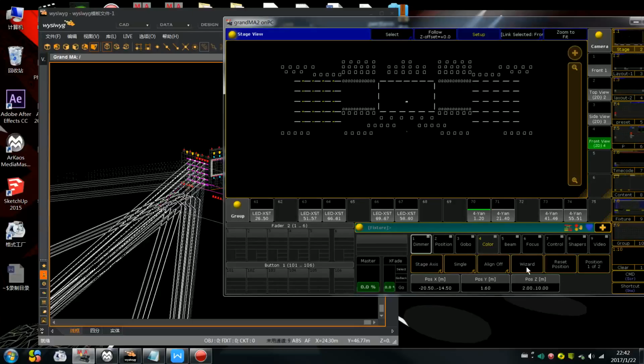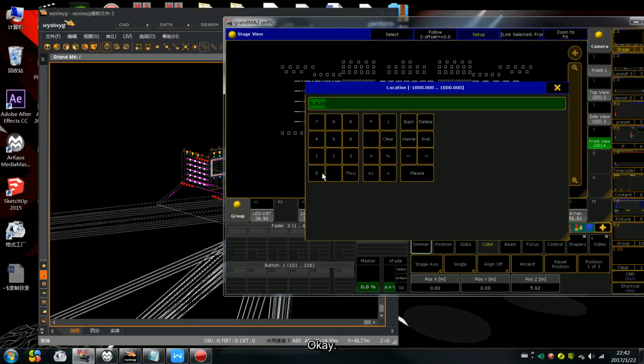Rise 10 meters. Move a little more like this. 20.5. 20.6. How many meters go in? I don't know. No matter what else you see, this is 2. This is direct. Okay.